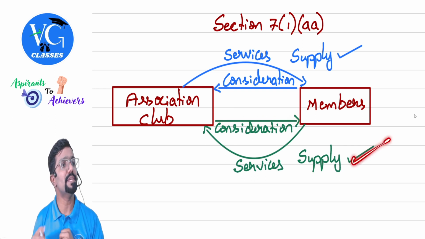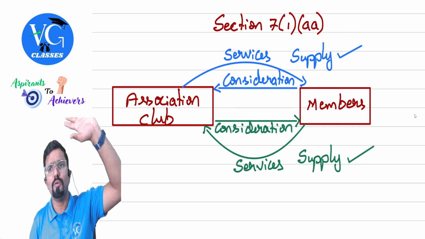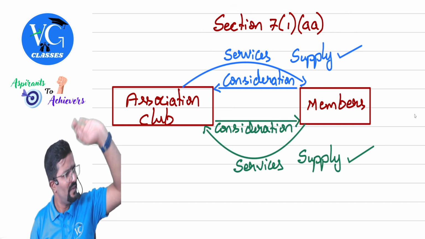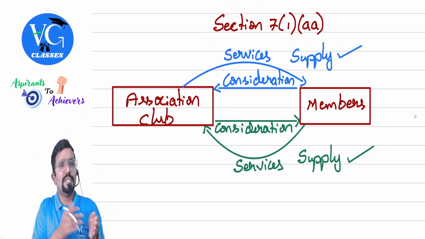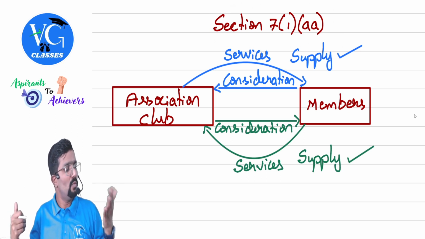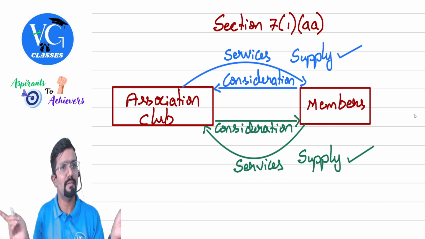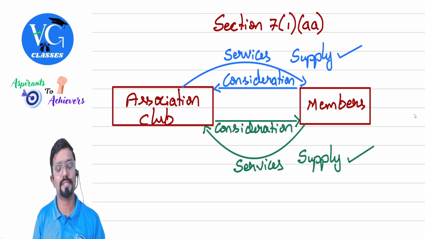Sir, is it a supply? Yes. As per which section? 7.1a. You guys understood it. Very simple. There is an association, and there are members. Members of what? Association. One is giving the service to the other and the other person is giving consideration. Either way, is it a supply? Yes, it is a supply.